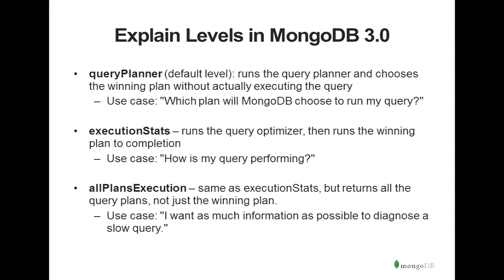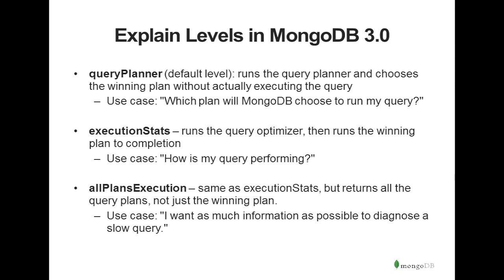The next level of verbosity, if you will, is execution stats. That will run the query optimizer, which will choose the winning plan just like it did in the previous case, but then it actually runs that to completion. So before, if you had a query that did a lot of work, you didn't want to sit there and wait 20 seconds if you didn't have to, so you could use query planner. If you actually wanted to run that query and see how it's performing, you could use execution stats, which would actually go out and run that query. So you have a little bit more flexibility in 3.0.